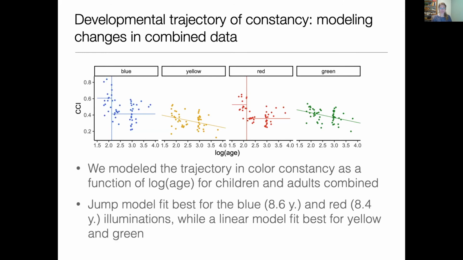We found that for the blue and the red illumination, a jump model fit best, where there was an abrupt decrease in constancy around 8.5 years. And for the yellow and green illuminations, there was a linear decrease.